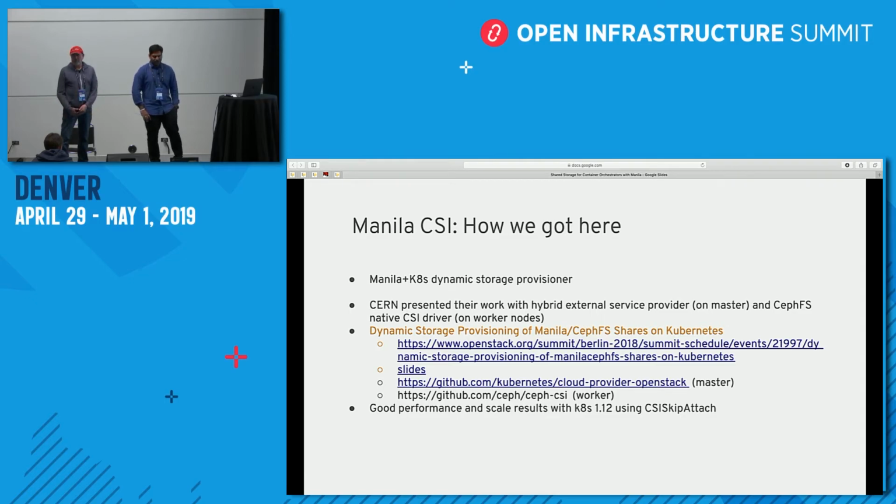So a while ago, the Manila Dynamic Storage Provisioner was written, and it's been working well. People have been using it in production. A big use case is CERN. They've been using it for about over a year right now, and it's been working absolutely fine for them. But if you've been to some other talks at this conference, or if you've seen the history of how storage orchestration has evolved in container orchestrators, you'll realize that dynamic provisioners is no longer the way of doing things. Even if you're running just Kubernetes.